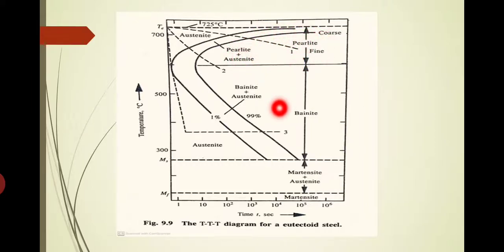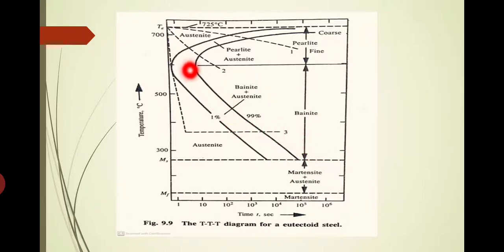So below this region we will have bainite plus austenite structure. Sorry, within this region we will have pearlite plus austenite structure. Here, the entire region to the right of this curve, from this point to this one, we will have pearlite structure. In the upper region we will have coarse pearlite, in the lower region fine pearlite. So below this region, to the right of this curve, we will have bainite. In the upper portion we will have upper bainite, in the lower portion simply bainite.